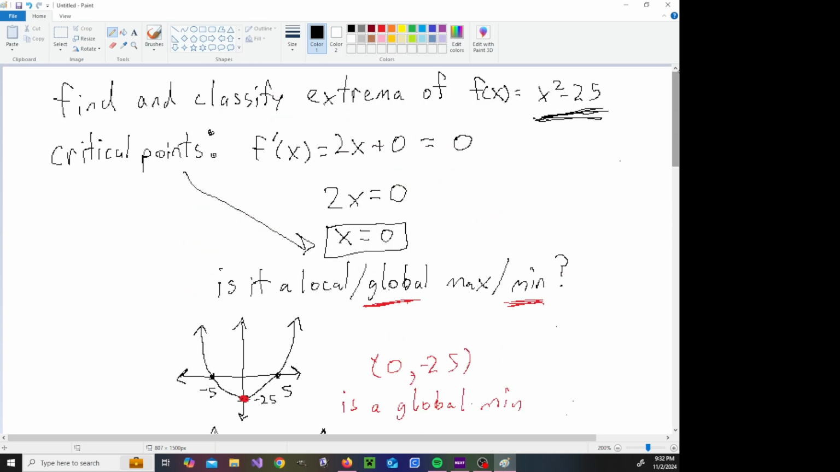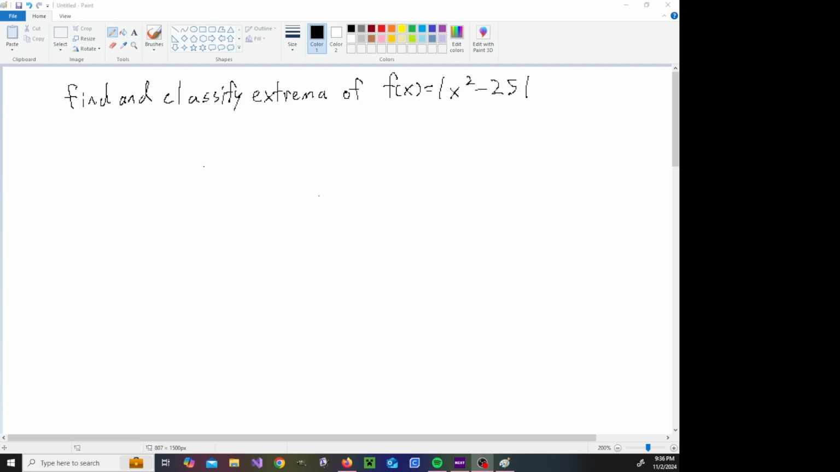There's one more example that is worth working out here, that is actually going to be pretty similar to this parabola that we drew, but I'm going to make one tweak to it, and I want to find and classify extrema of the absolute value of x squared minus 25. So let's find and classify extrema of f of x equals the absolute value of x squared minus 25.